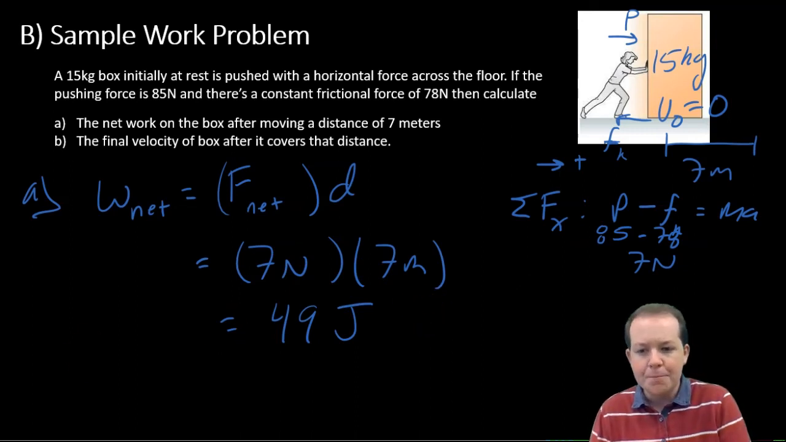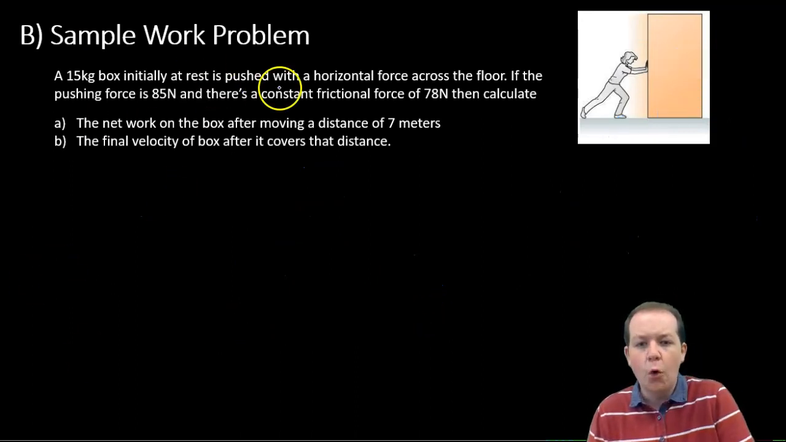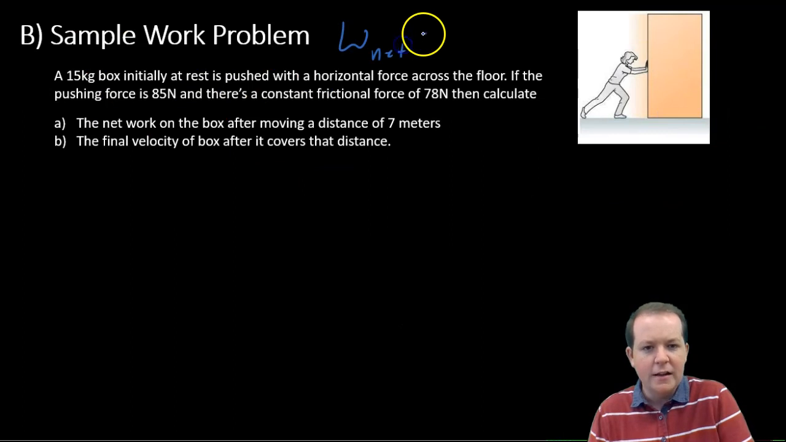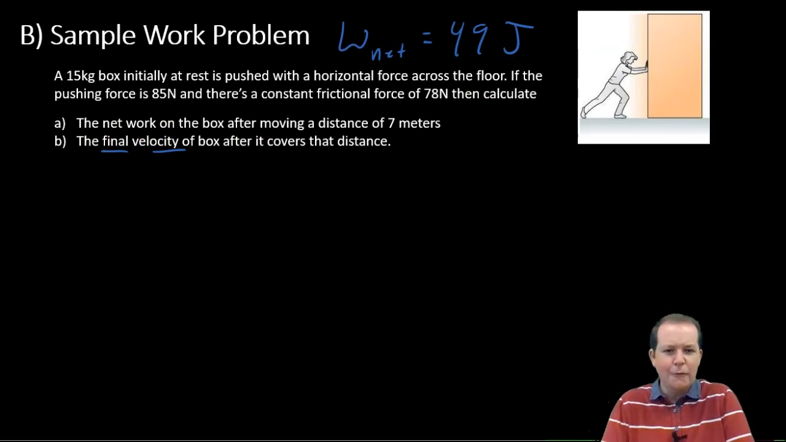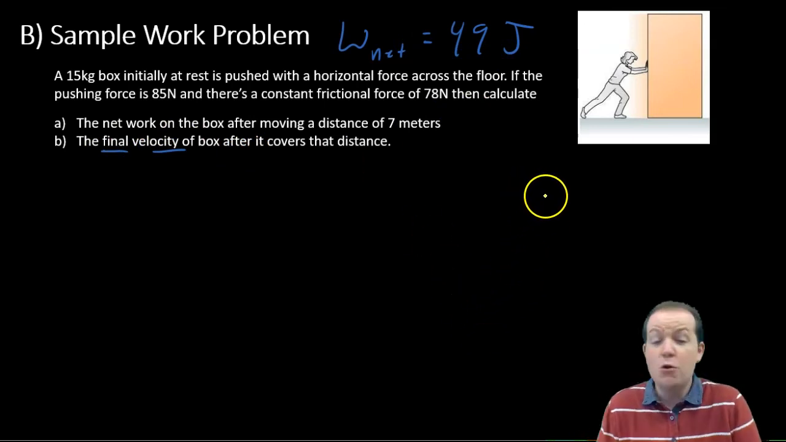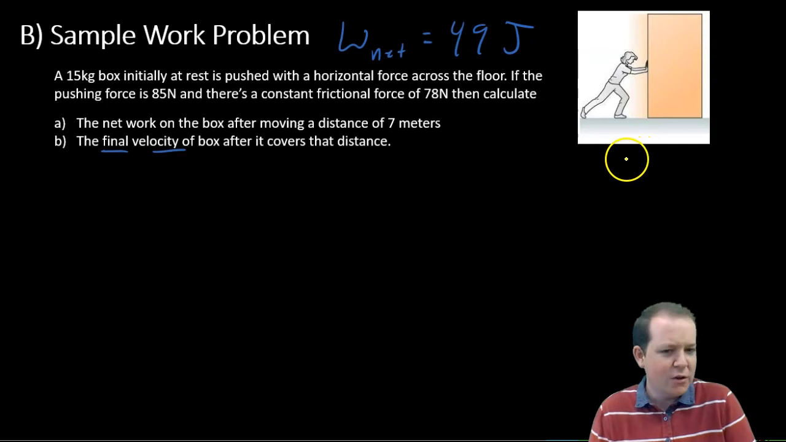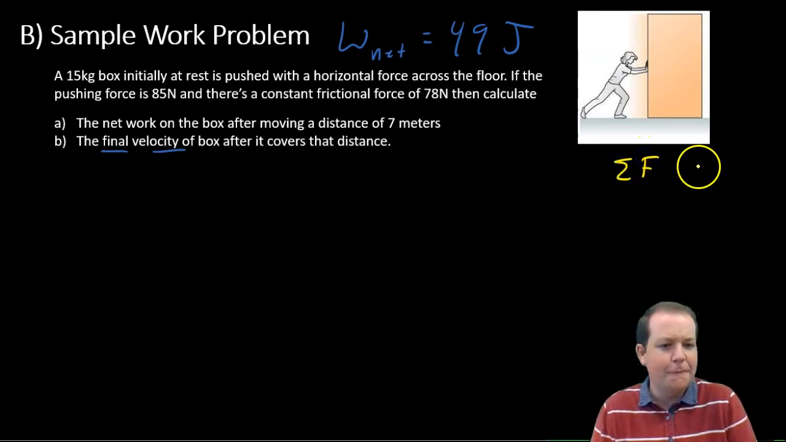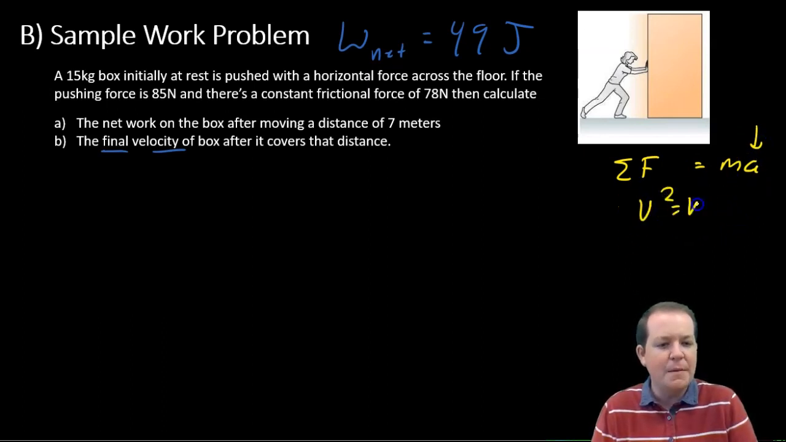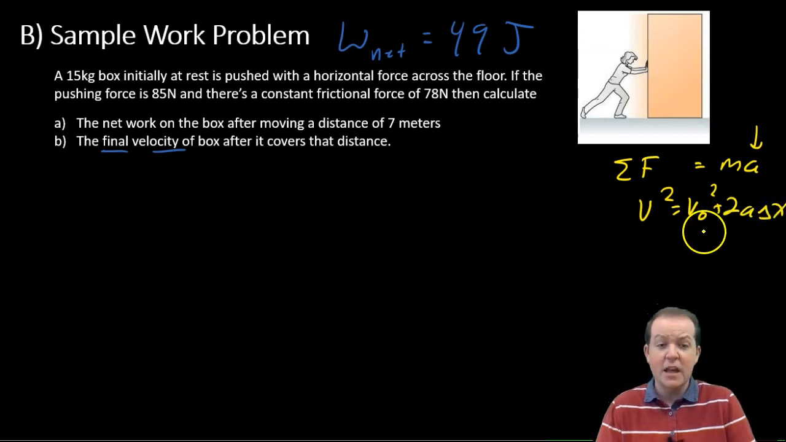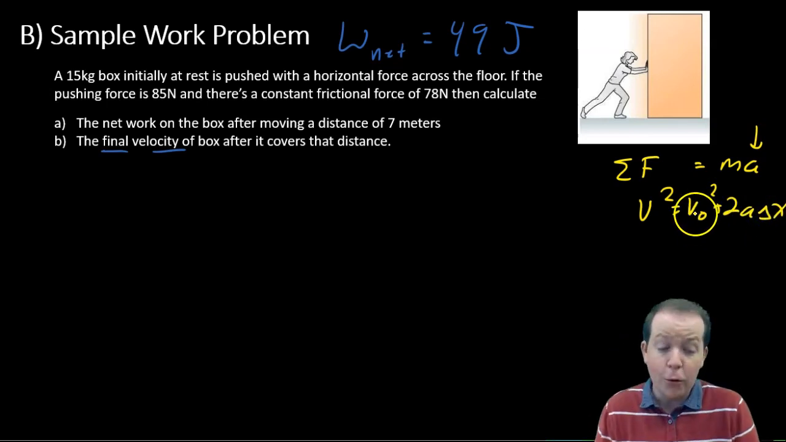Let's look at part B. So I knew that the net work was equal to, I'll just write it right here, 49 joules. For part B, it's asking about the final velocity. Oh man, now the final velocity. Now, if you approach this problem by thinking, well, okay, if I do that sum of the forces, I could maybe solve for the acceleration. And then if I had the acceleration, maybe I could use one of my constant acceleration equations. You could totally solve it that way.